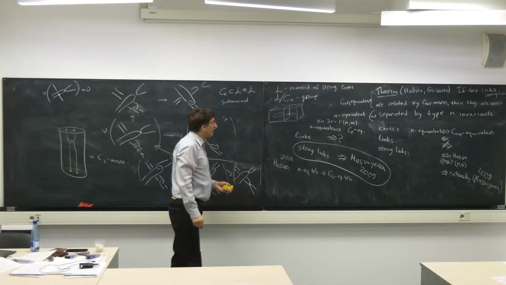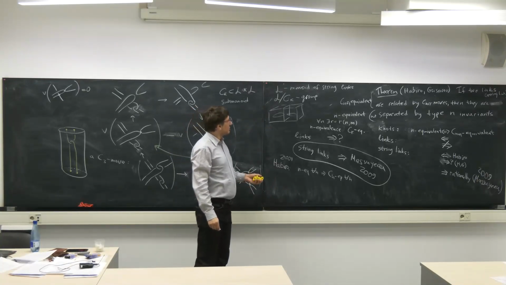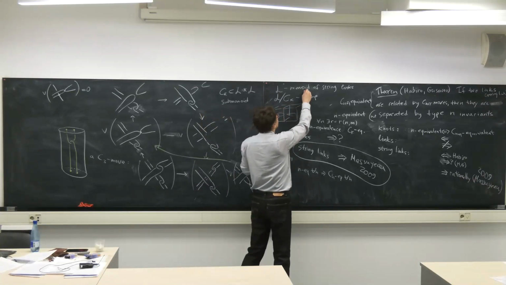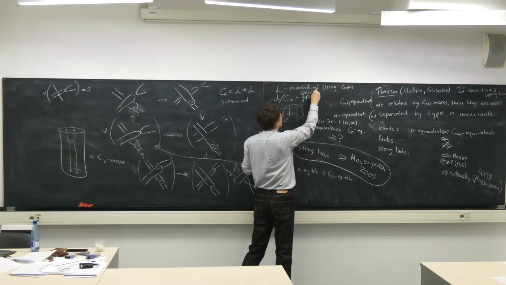Well, this was proved also by Gusarov and maybe only by Gusarov. So somehow it is called Gusarov's group. Maybe Habiro also proved this independently.